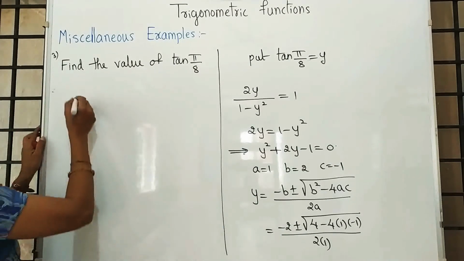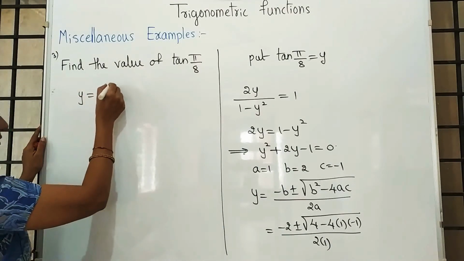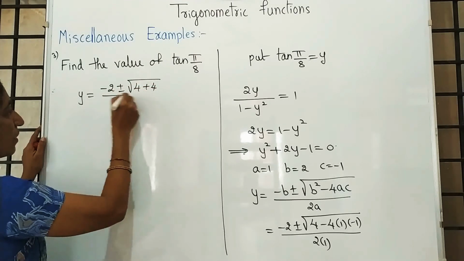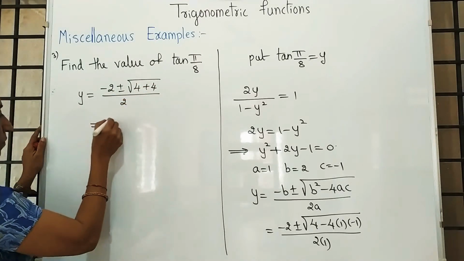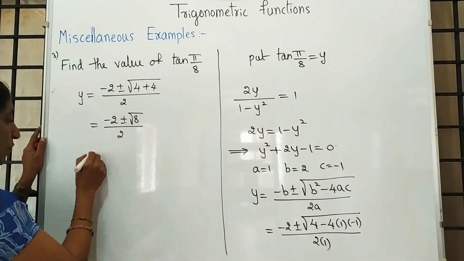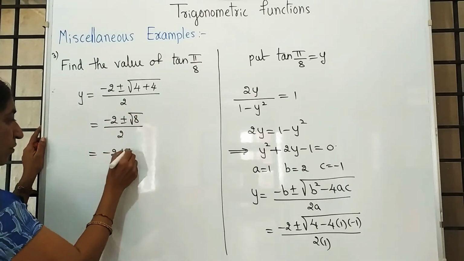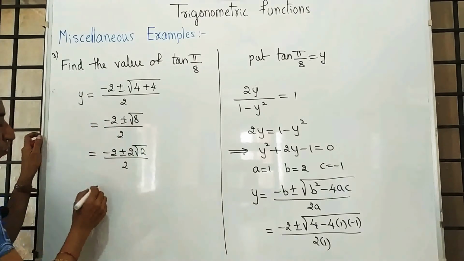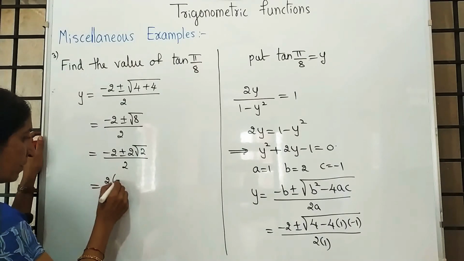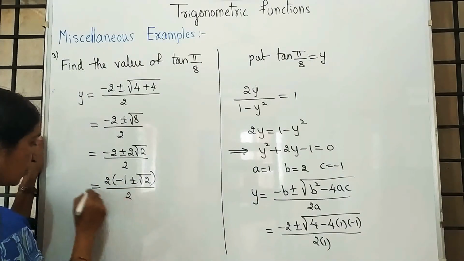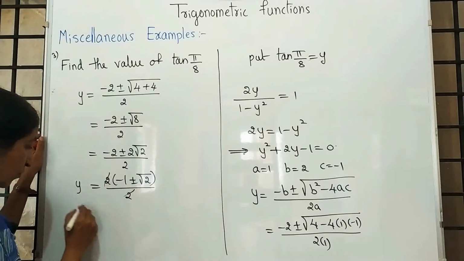So y is equal to minus 2 plus or minus 4 plus 4 divided by 2. Minus 2 plus or minus 8 divided by 2. That is minus 2 plus or minus 2 root 2 divided by 2. Root 8 is 2 root 2. 2 is common, minus 1 plus or minus root 2 upon 2. This is the y value. So y is what?